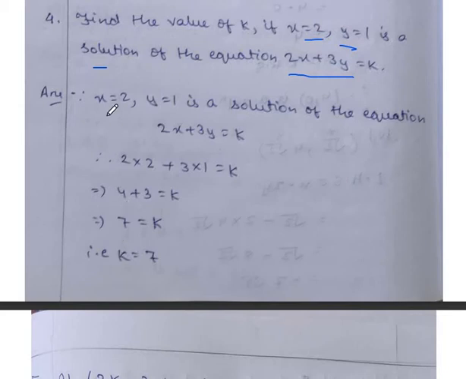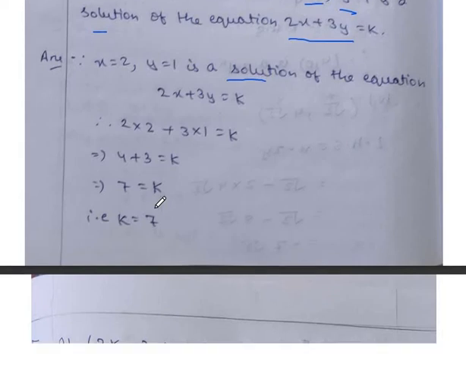So it is already given that x equal to 2 and y equal to 1 is a solution of the respective equation. So in place of x and y you can put these values. Then k is coming out as 7. That is your question number 4. Very simple calculation. Even in the MCQ also it is there.